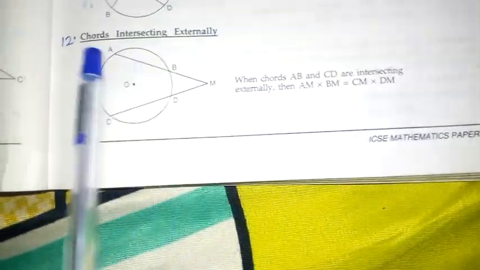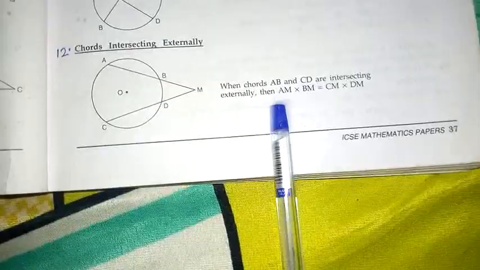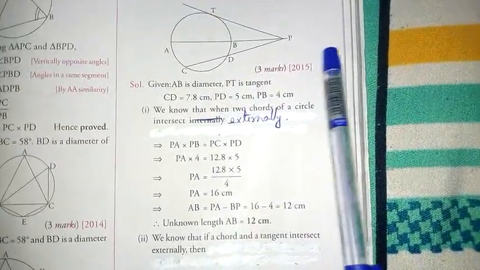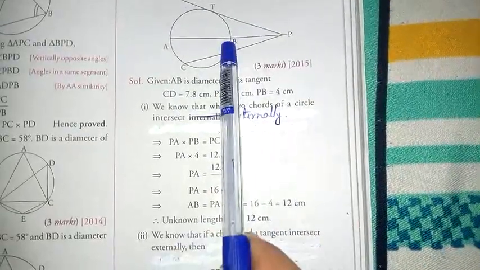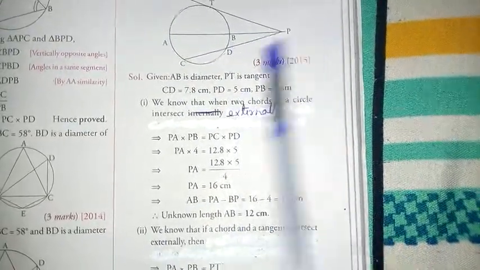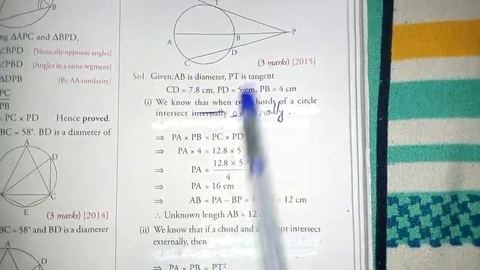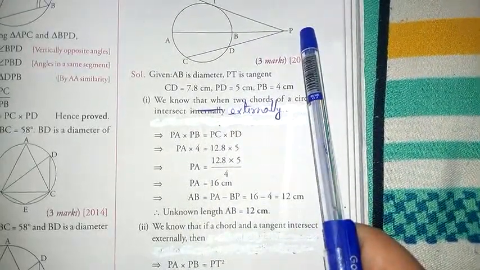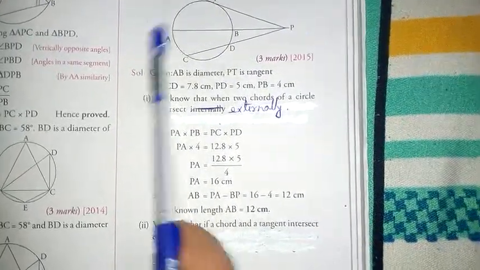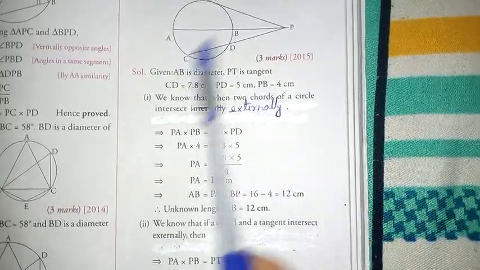So in that case, just now I have told you a formula how I have done this. You see this formula and apply the same formula here. So I can say here that PA into PB or AP into BP, whatever, equal to PC into PD. So PA into PB equal to PC into PD.